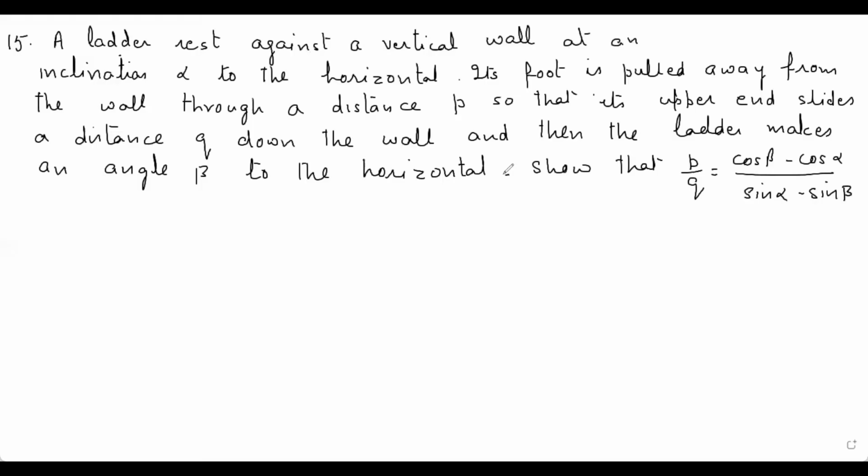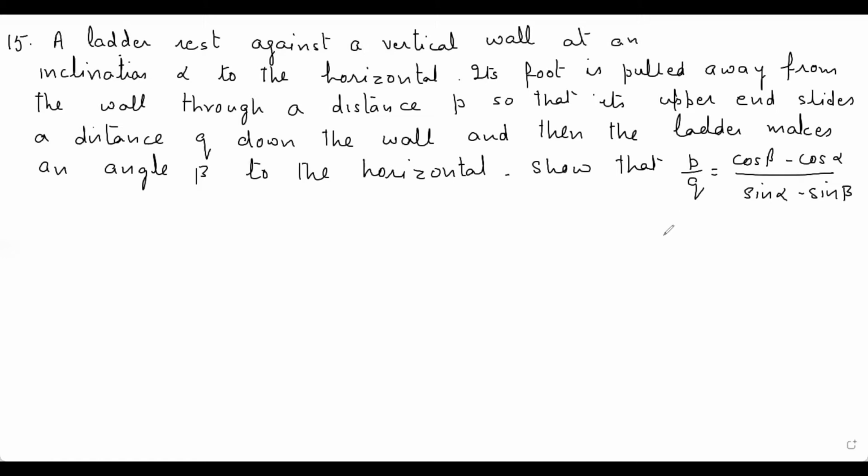Now the 15th question of exercise 8.4: a ladder rests against a vertical wall at an inclination alpha to the horizontal. Its foot is pulled away from the wall through a distance p so that its upper end slides a distance q down the wall. And then the ladder makes an angle beta to the horizontal. Show that p by q is equal to cos beta minus cos alpha upon sin alpha minus sin beta.